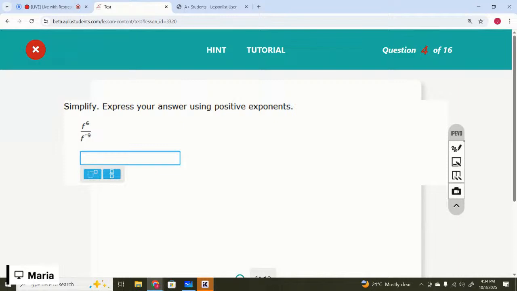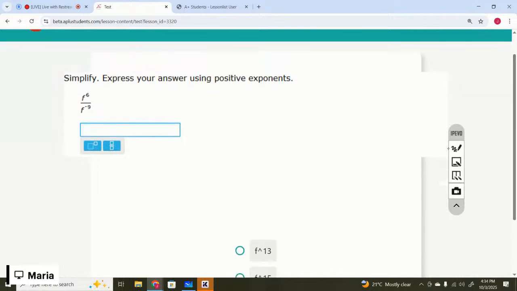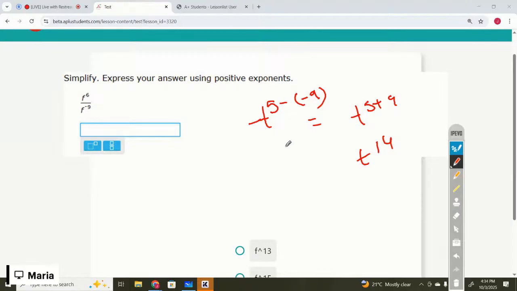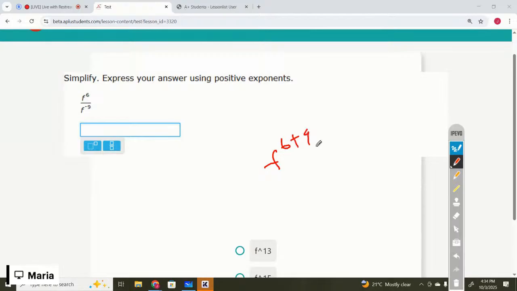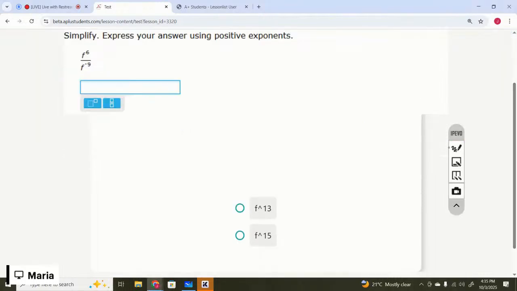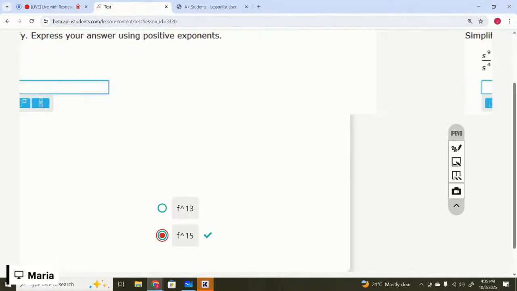Simplify. F6 divided by F minus 9. F6 plus 9, that is F15. That is F15. Option number 2 is the correct option.